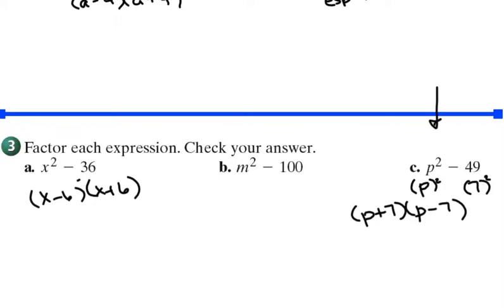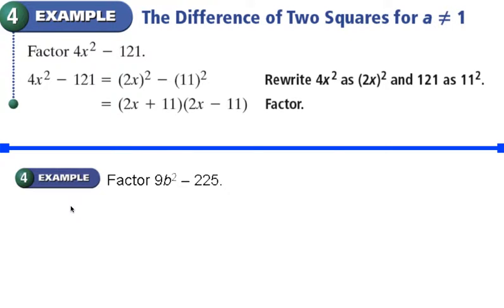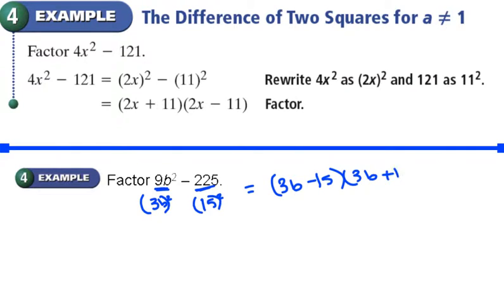All right, now let's go ahead and take a look at the difference of squares when your a is not 1. This is easy. Same thing. What's the square root of 9b squared? 3b. What's the square root of 225? That would be 15. So since you have a difference of squares, this is going to be (3b minus 15)(3b plus 15).